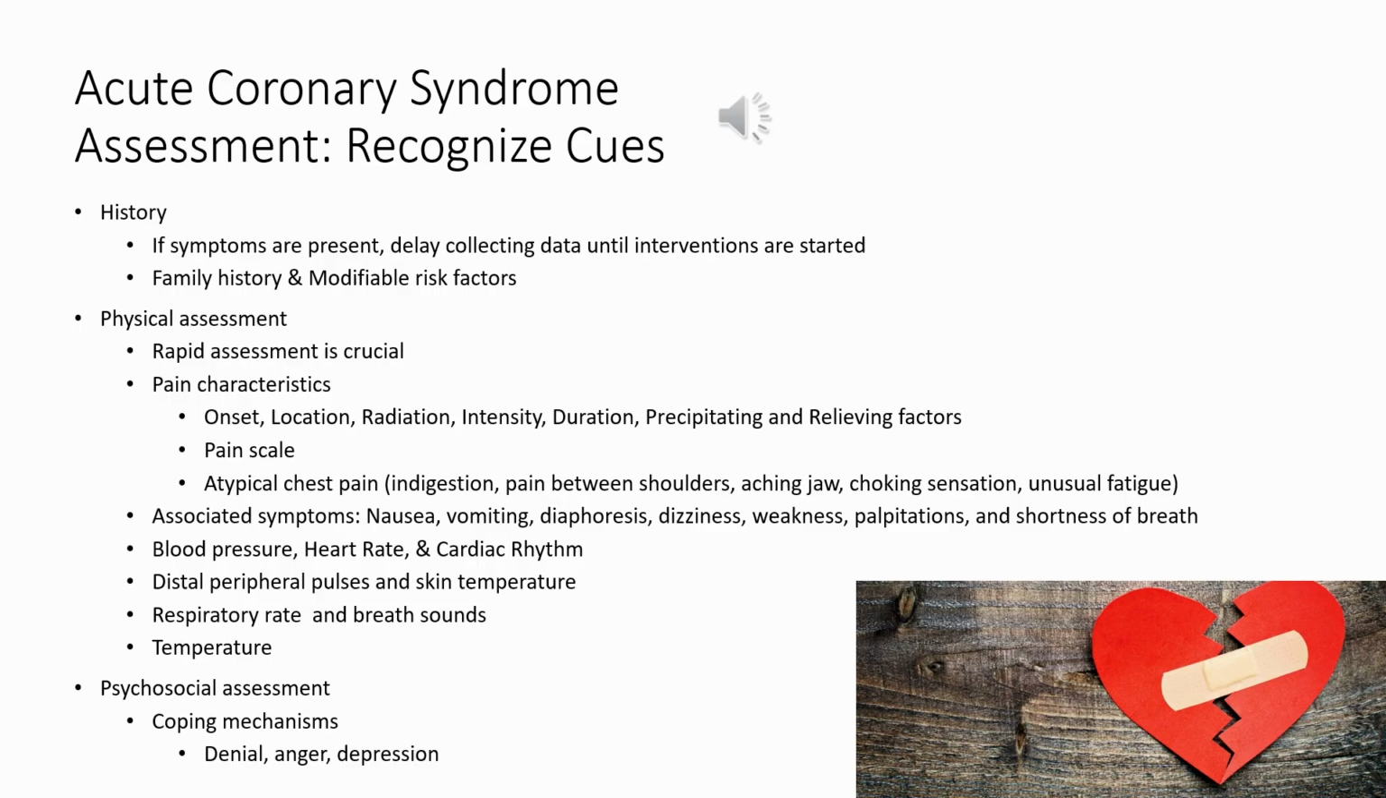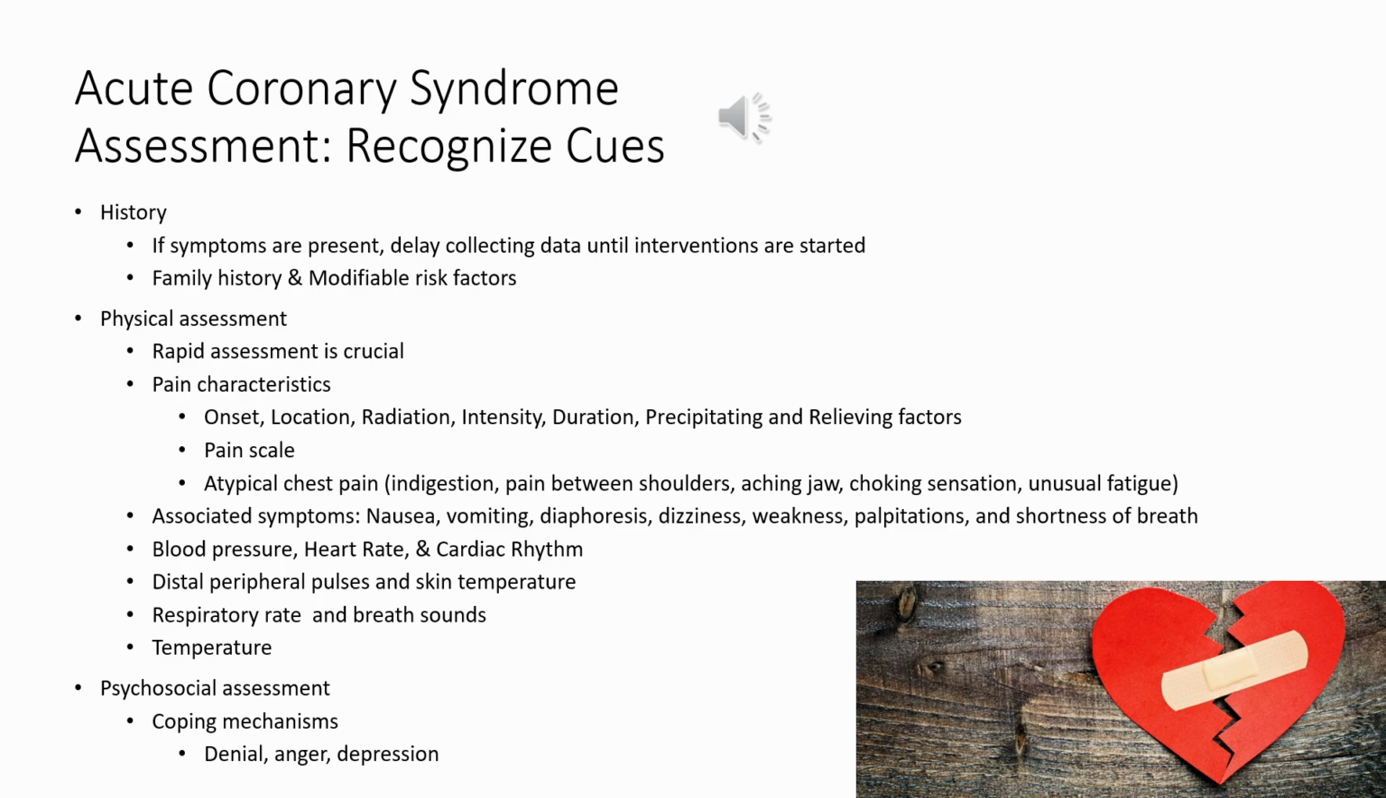All right, so now let's get into our nursing assessment for acute coronary syndrome. Recognizing those early signs is important for timely intervention and improved patient outcomes. A comprehensive assessment includes a history, a physical exam, and a psychosocial evaluation to identify any key risk factors and symptoms. So starting with our patient history.